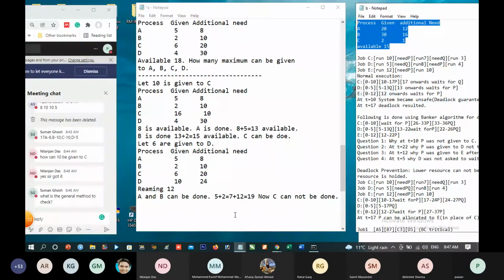Is it correct? A general n resources are there, and there are two arrays. G array, which stores the given, and A array, which stores the additional need, and remaining is R. Using this, find a general method. How much maximum can be given to an arbitrary process? Is it correct? Send it in mail. Now, any doubt?